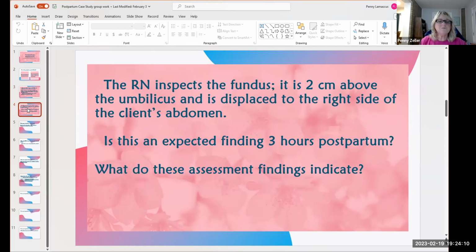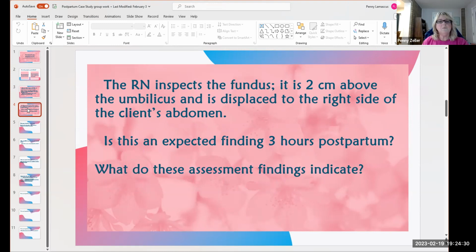That's your very first priority when you go in the room. Other than washing your hands, putting your gloves on, introducing yourself, verifying you have the right patient by looking at the armband and asking her what her name is, the first thing you do in your assessment is to check the fundus. So you're teaching your client, right?